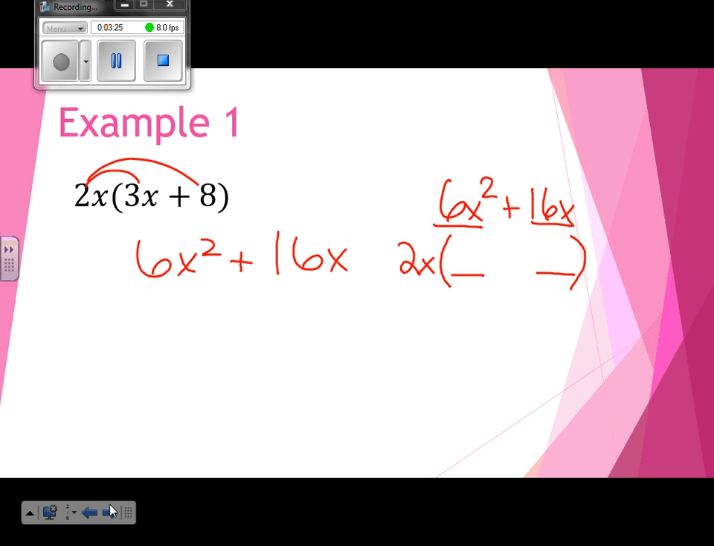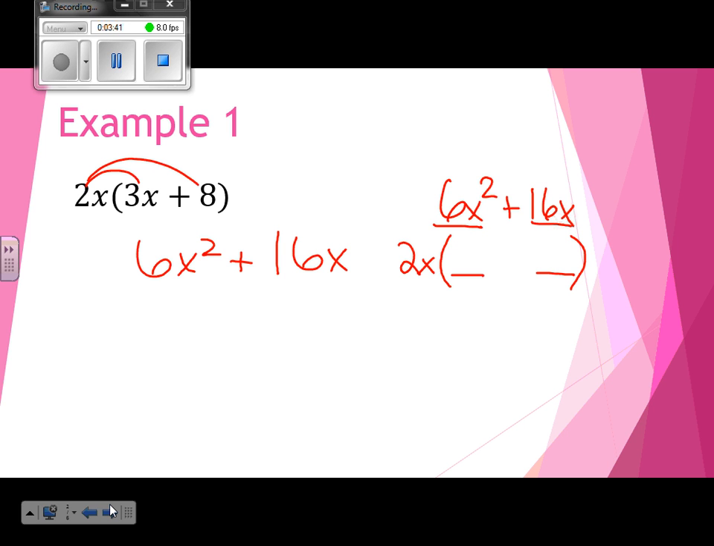Someone asked, do you always put the GCF, the greatest common factor, on the outside? Yes, you take the GCF to the outside. And what I'm going to do is take out, and when I say take out, I mean divide. Does that make sense?